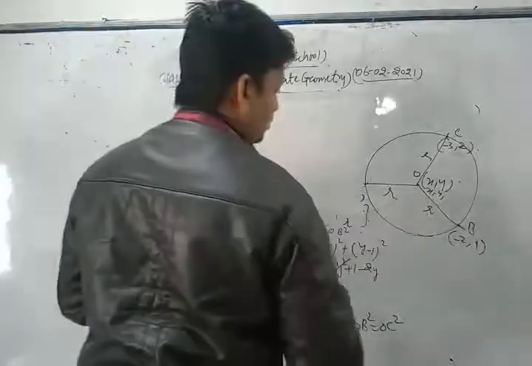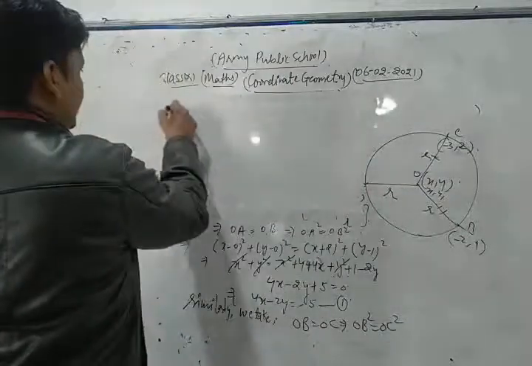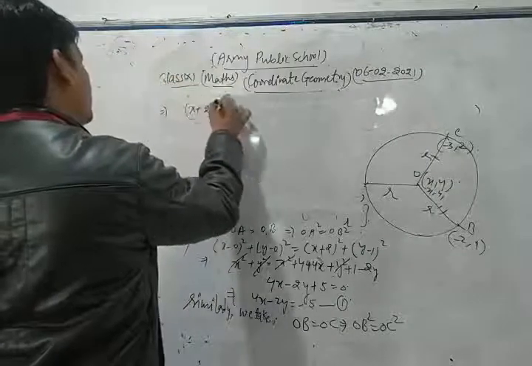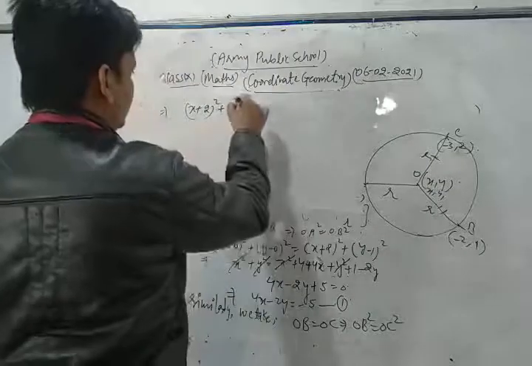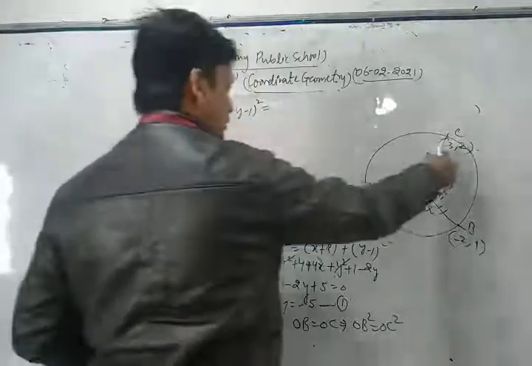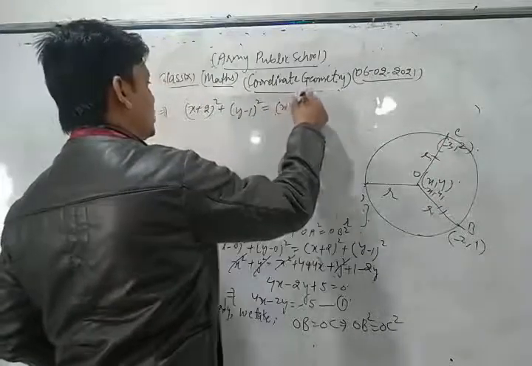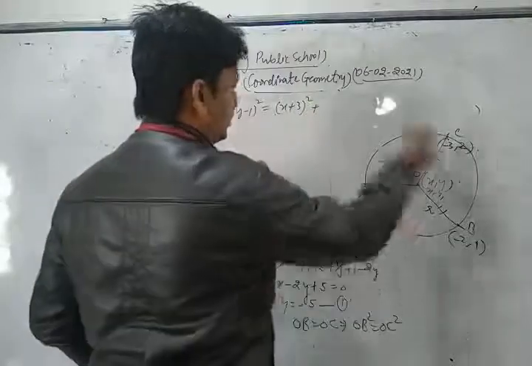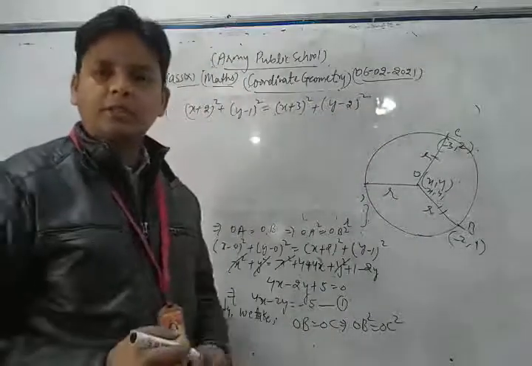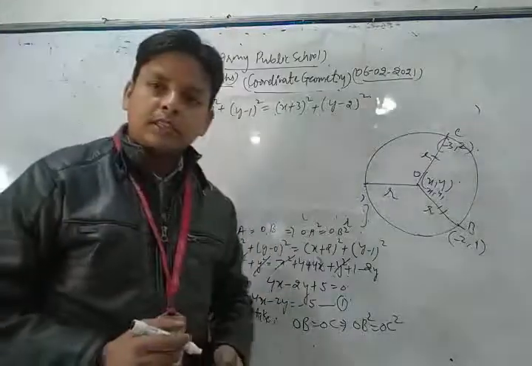Here OB square: x1 minus x2 means x plus 2 whole square, plus y1 minus y2, that is y minus 1 whole square, is equal to OC square. OC square is x plus 3 whole square plus y minus 2 whole square. So again with the help of the distance formula we get that relation. Now we simplify them.